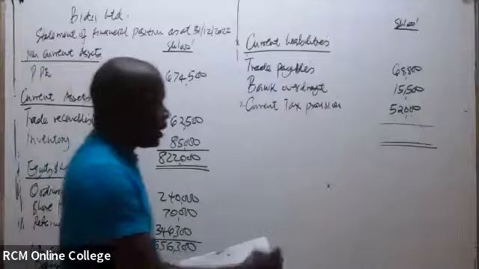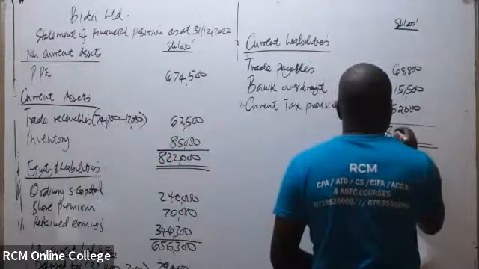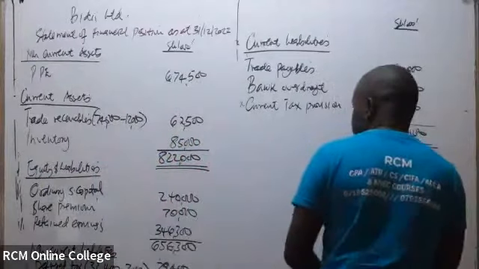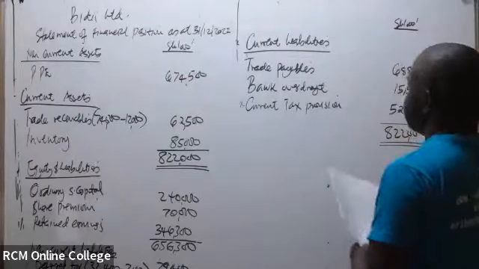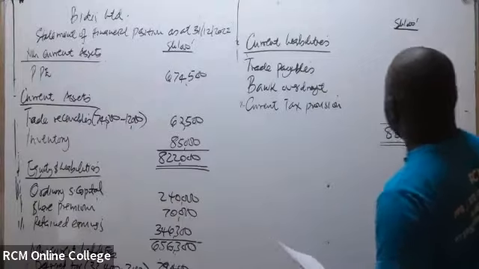$822 million. So that particular statement of financial position was worth 10 marks. It means for each and every entry you make, you get 1 mark.